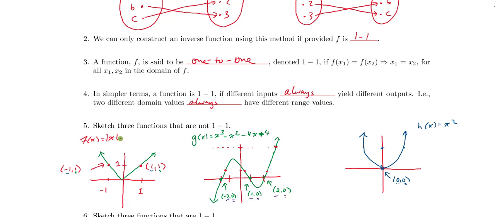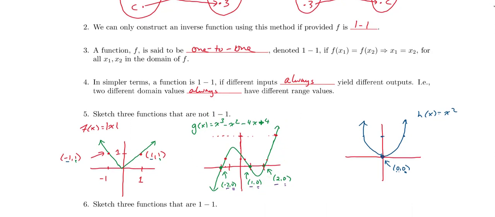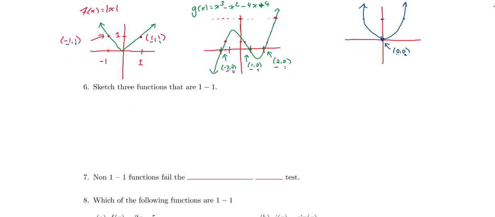Folks, don't let the first and last example cause you to make a misconception. These graphs do not need to be symmetric to be one-to-one, and in fact, this g of x that I sketched here is not a symmetric function, and it's not one-to-one. Okay, let's continue. So now let's go ahead and sketch 3 functions that are one-to-one.